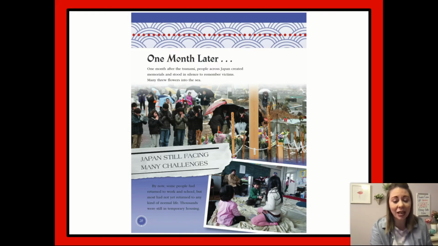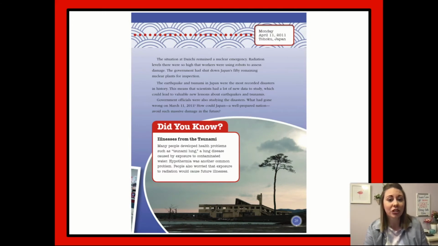Thousands were still in temporary housing. So again, thinking about how this affected their lives, many were still in temporary housing. That means that their house was destroyed and they didn't have a home to go to anymore. The situation at the Daiichi remained a nuclear emergency. Radiation levels there were so high that workers were using robots to assess damage. The government had shut down Japan's 50 remaining nuclear plants for inspection.